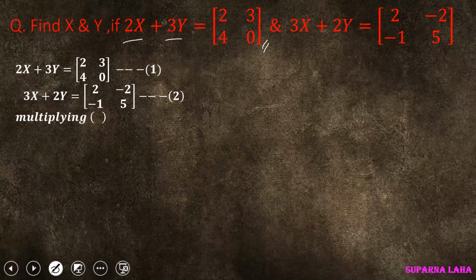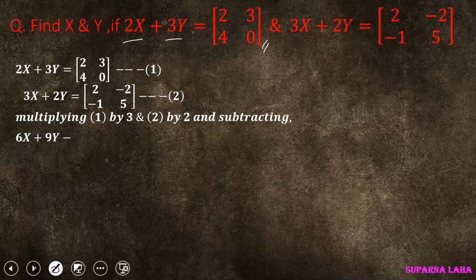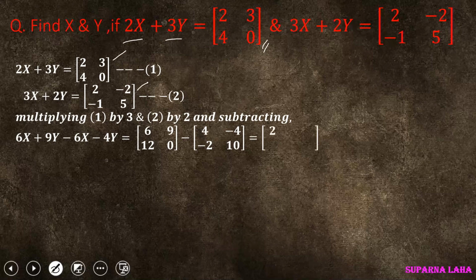Now, as we are solving a linear equation, like that you can solve this equation also. So multiply 1 by 3 and 2 by 2 and then subtract. So what will you find? This is 6x plus 9y, multiplied by 3, and minus of 6x plus 4y. And similarly multiply this matrix and this matrix also. First one by 3 and second one by 2. And then subtract it. You will find 2, 13, 14, minus 10.